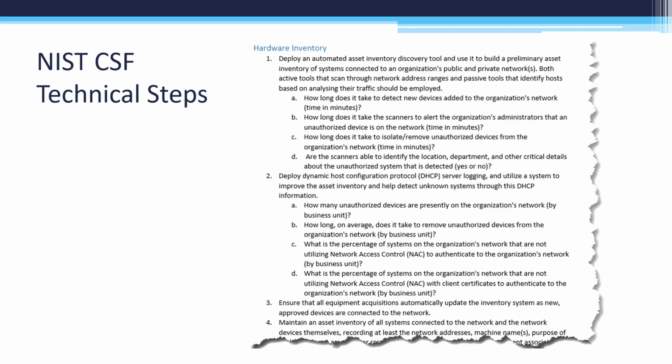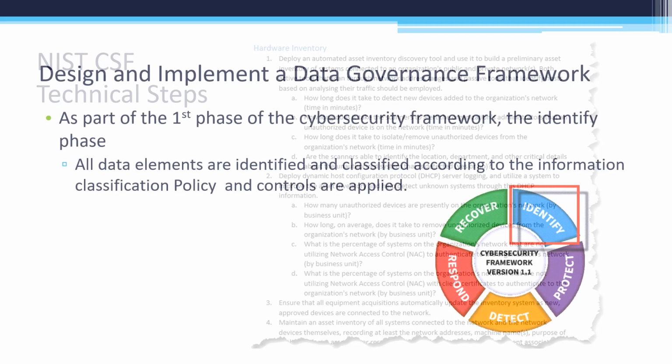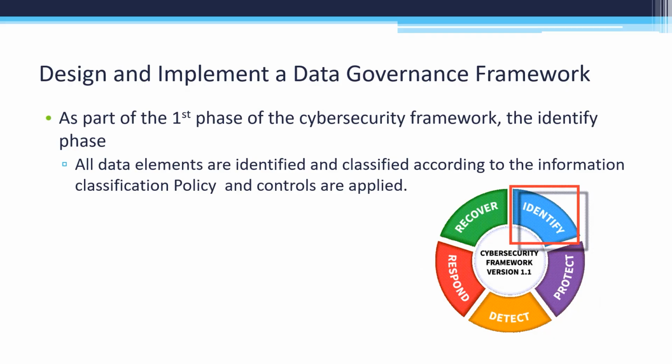Then also what you need to do as part of the first phase of the cybersecurity framework is to identify all the phases. All those data elements should be identified and classified according to the information classification policy and controls applied. So you see, everything starts working together in this.